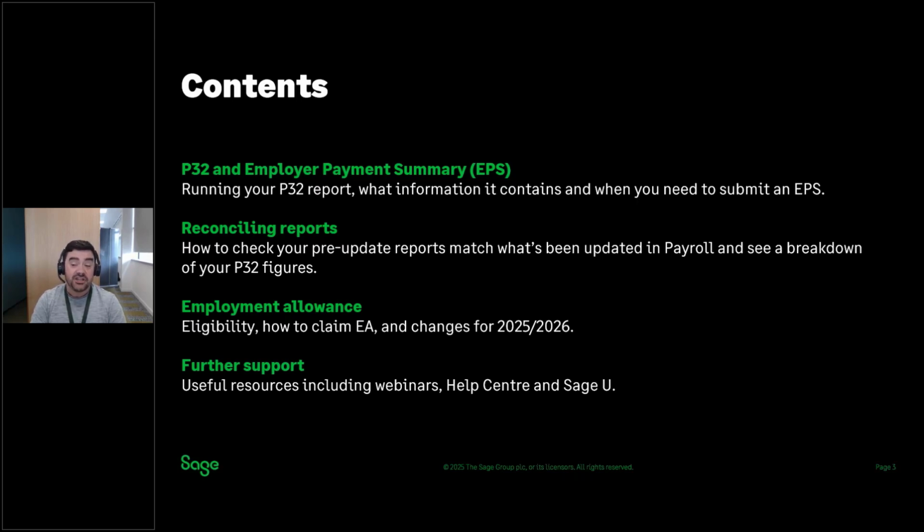We're going to finish with a section on employment allowance, running through the eligibility, which has changed for this new tax year, and the steps to claim employment allowance, as well as the process of claiming that each month by reducing your liability on your P32. And we'll finish up with some further support, telling you about more webinars coming up, how to access our help centre, and some of the e-learning available on Sage University.